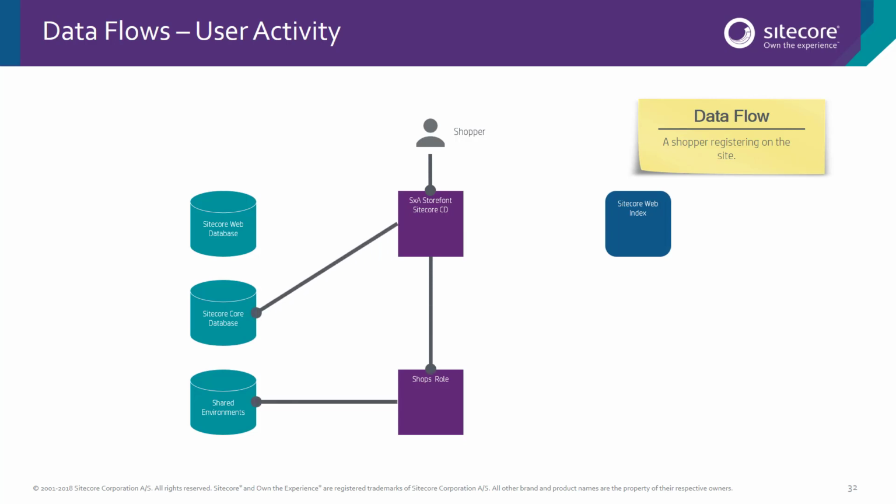This sends a request to the shops role to create the user, and a new customer record is created in the commerce entities table of the shared environments database. An entity index entity is persisted to the shared environments database, which queues up an update for the orders scope index to be performed by a minion. And finally, the user record is created in the ASP.NET membership tables in the Sitecore core database.